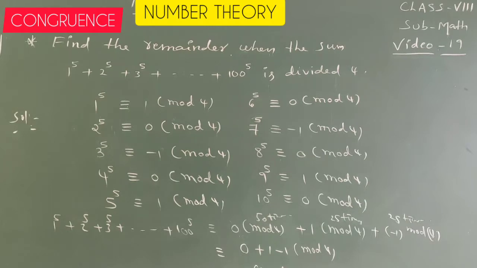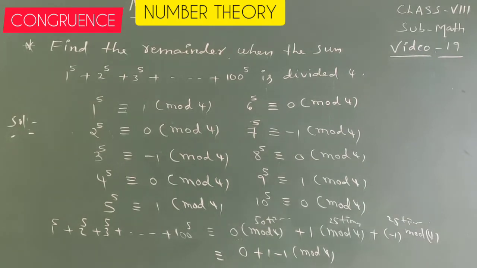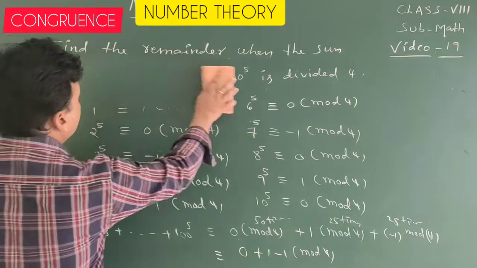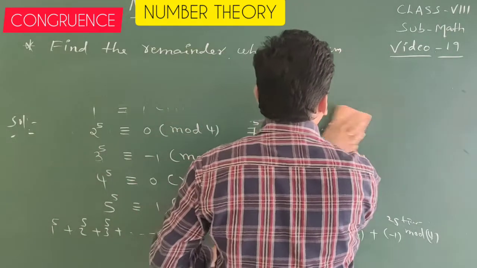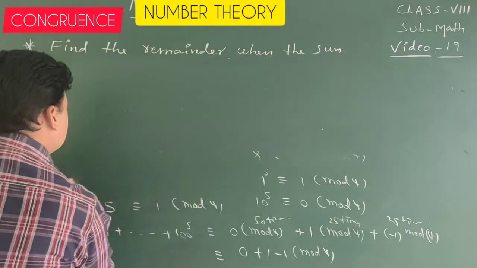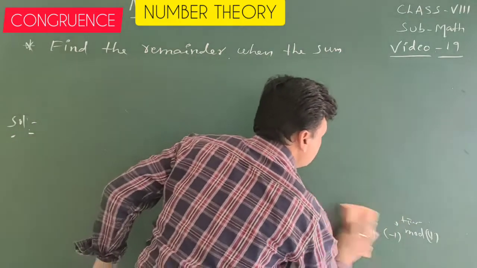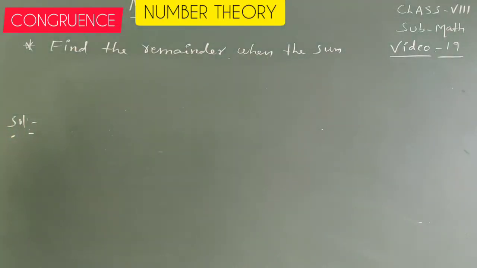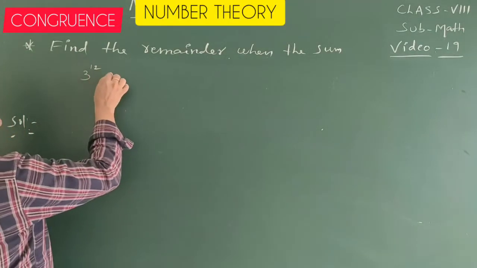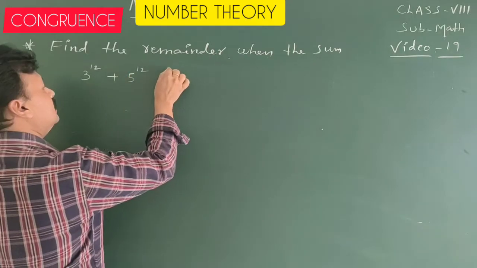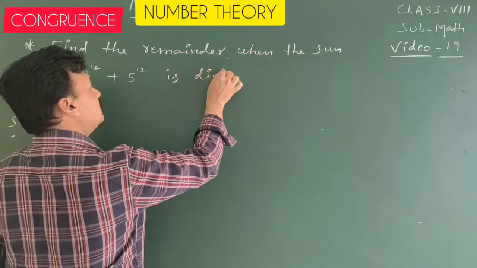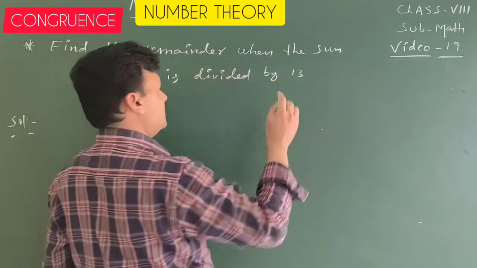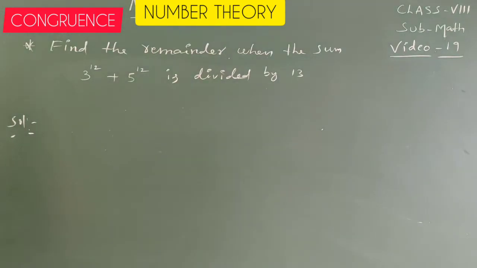Next, find the remainder when the sum 3 power 12 plus 5 power 12 is divided by 13.